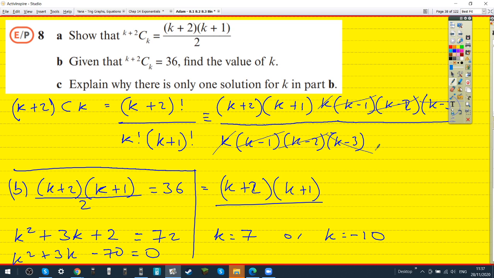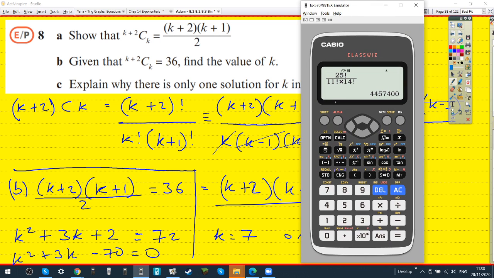Part C. When it says solution, does that mean answer? Yep. But we've got two answers. So explain why there should be only one. So we're saying k is minus 10. So minus 10 plus 2, I'll put that in a bracket, choose minus 10. Oh yeah. What's wrong with that?